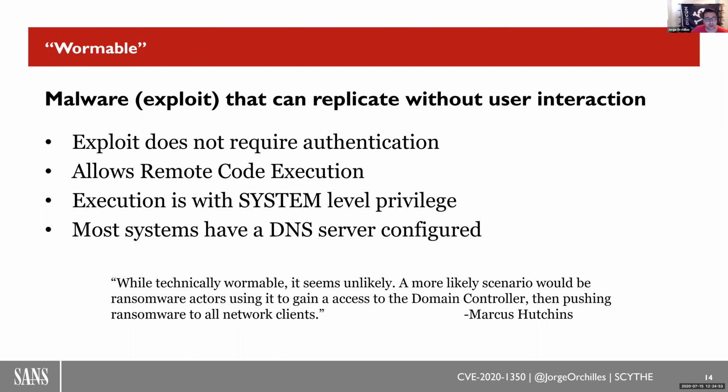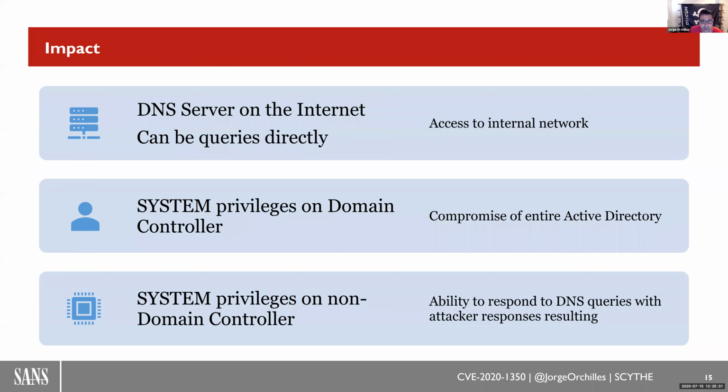One thing I do want to talk about is the word wormable, which we got bingo on yesterday, if any of you are playing 2020 bingo. We hadn't hit wormable yet this year, so here it is. And what does that mean? Well, that means a malware or an exploit that can replicate without user interaction. So generally, it's an exploit that does not require authentication, that allows remote code execution, that execution is with some privilege, in this case system, and that it's used quite a bit by a number of systems, and most systems have a DNS server configured.